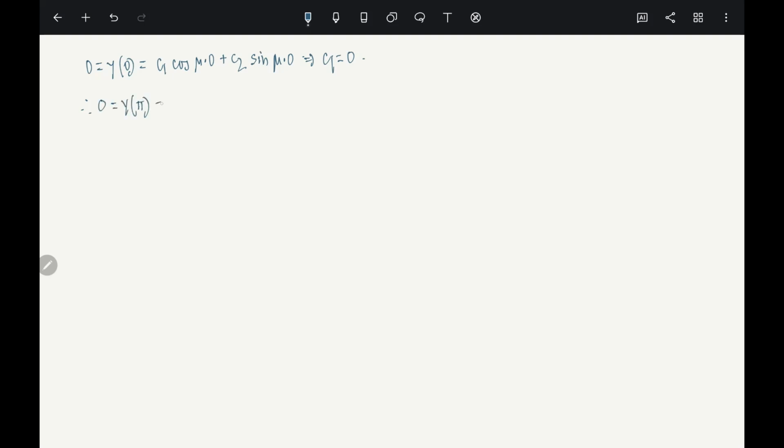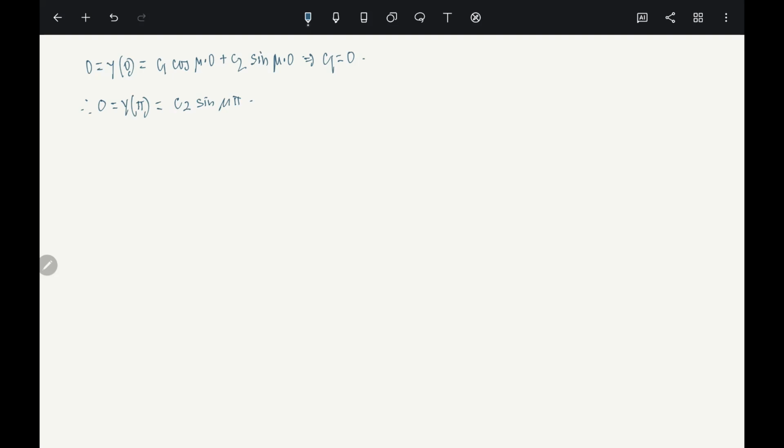Which is equal to c2 times sine mu pi. That's what you have, right? Yes. Now you see, because c1 is 0, the only thing remaining is c2 times sine mu x. So basically now y equals c2 times sine mu x, and it satisfies y at the point pi is 0. So basically c2 times sine mu pi is going to be 0.